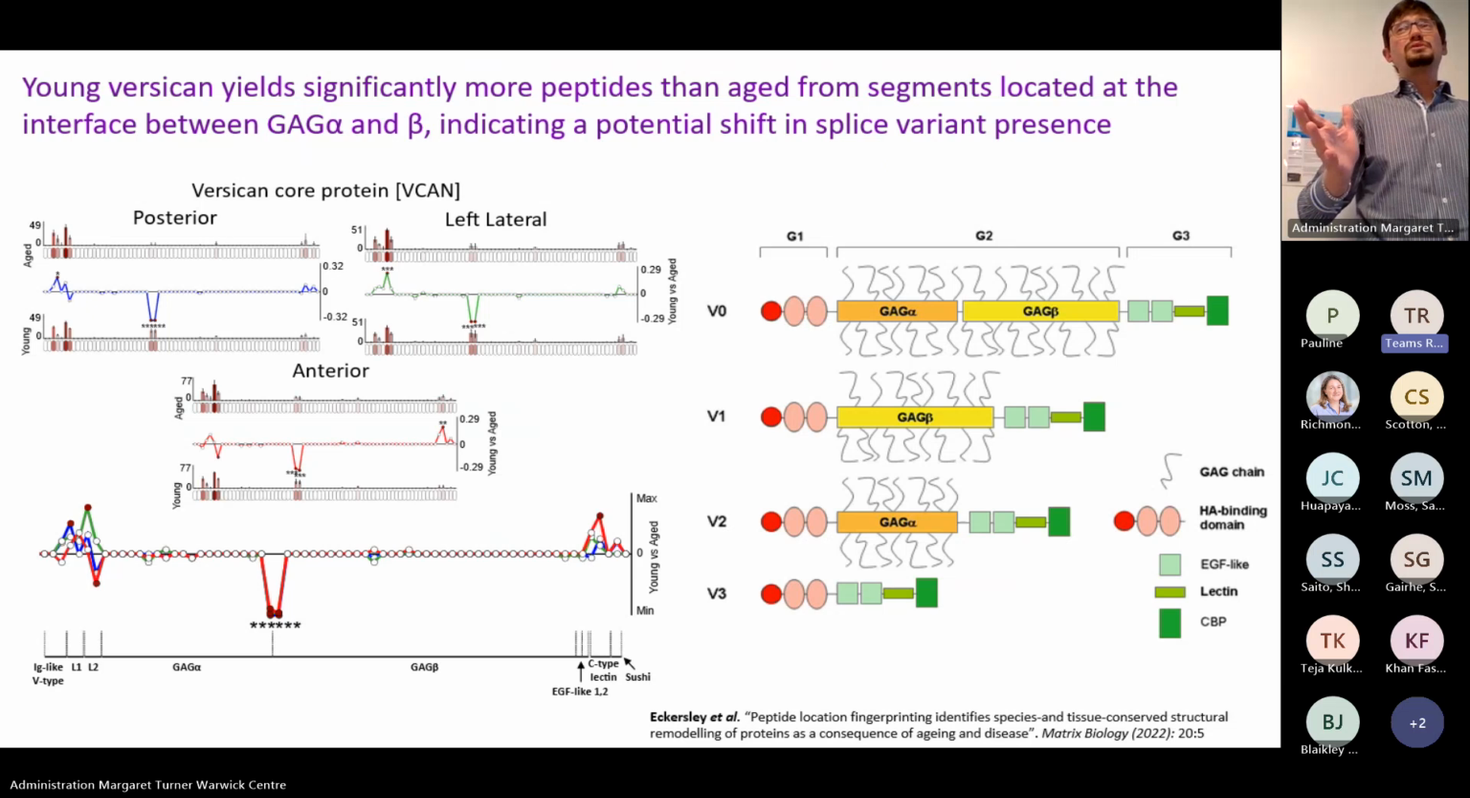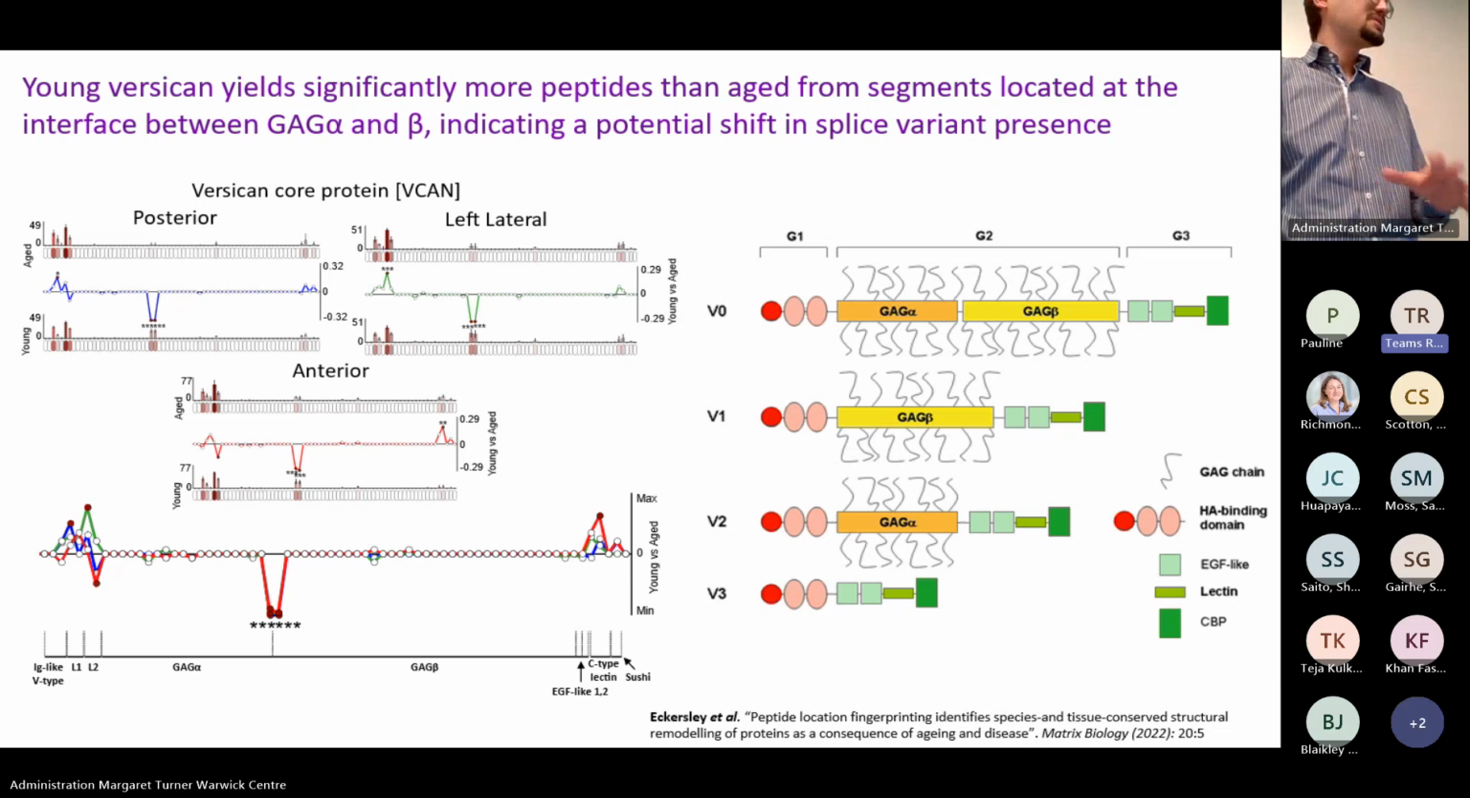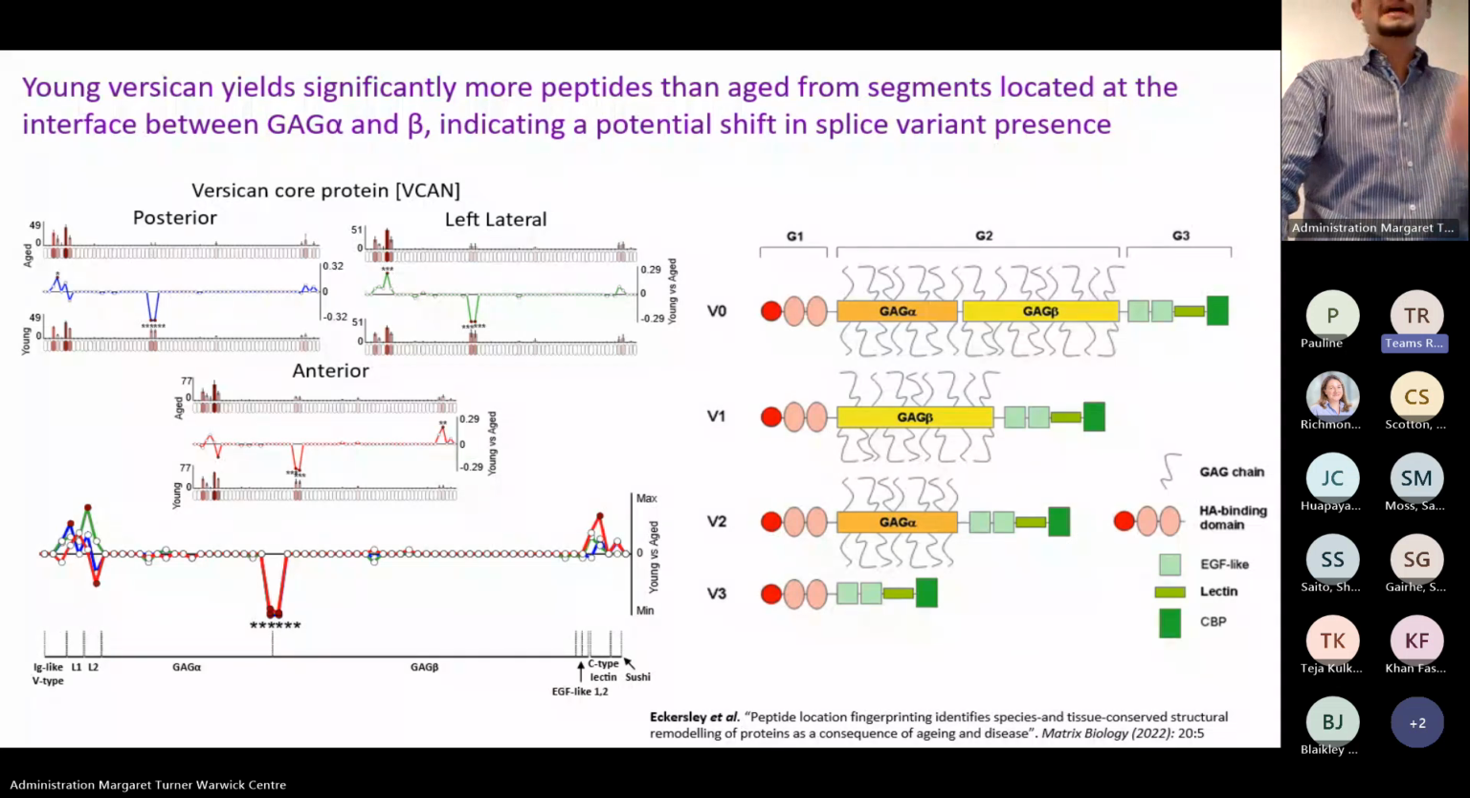So this is something that I think we'll need to follow up about: whether we can use this tool to look at whether certain splice variants are impacted in the context of aging or in disease as well, and whether we can use this tool to detect that.